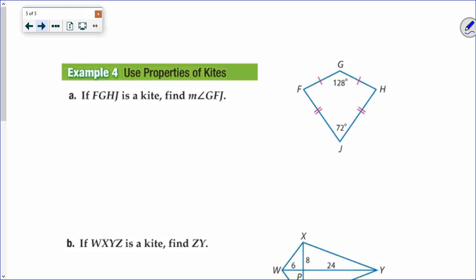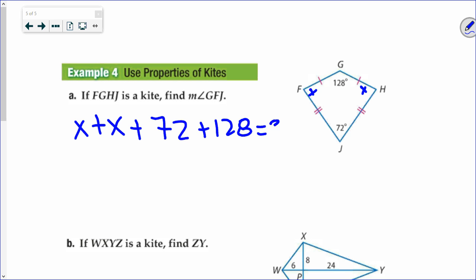So if FGHJ is a kite, find angle GFJ. So we are looking for GFJ. Let's call that angle X. All right. Well, angle X is between the non-congruent sides. So the angle opposite that would be congruent. So we'll call that X as well. The sum of the interior angles of a quadrilateral is 360. We've used this. We use that on the kites. So we'll use that again here.